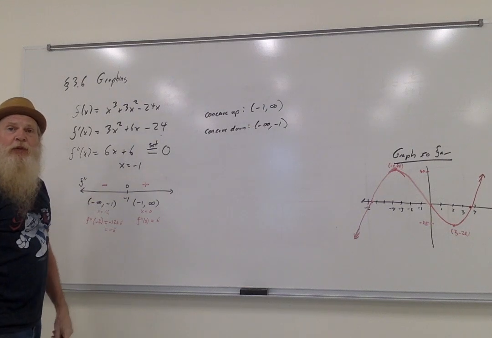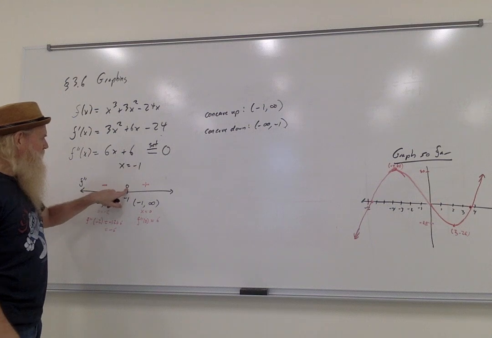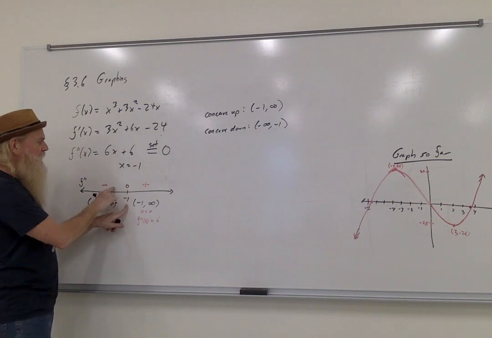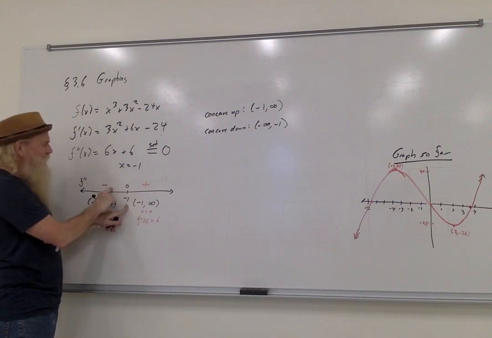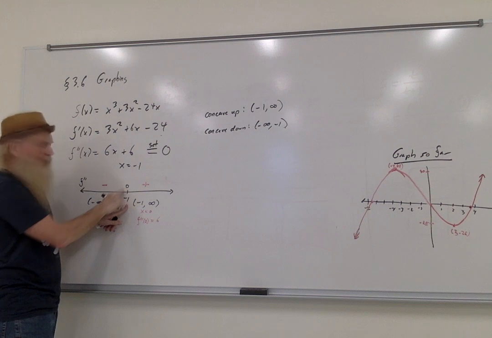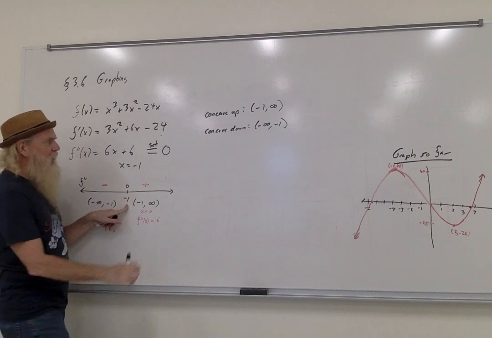Now there are possible points of inflection anytime the second derivative is 0 or undefined. Here the second derivative is 0 at -1, and notice that the concavity does change there. It changes from concave down to concave up. So that means that there's indeed going to be a point of inflection at -1.